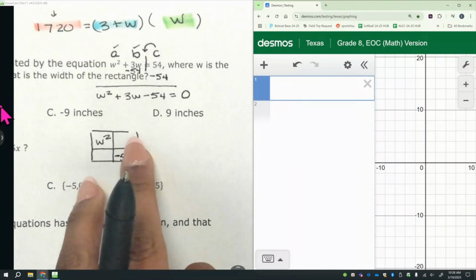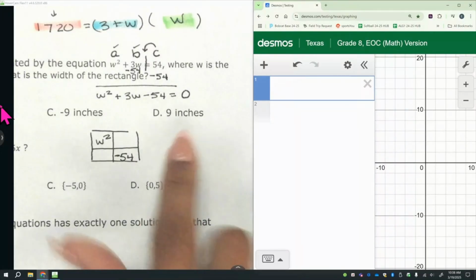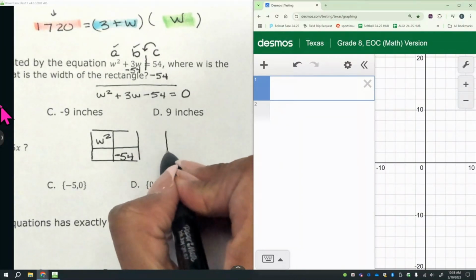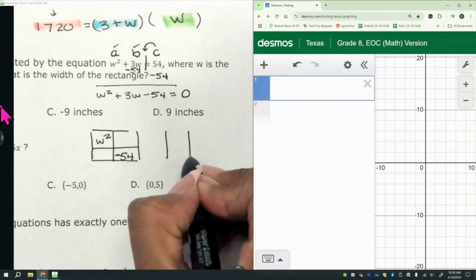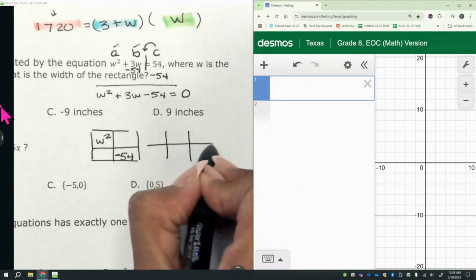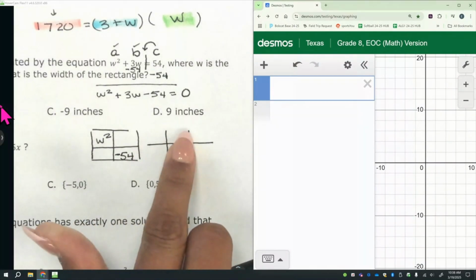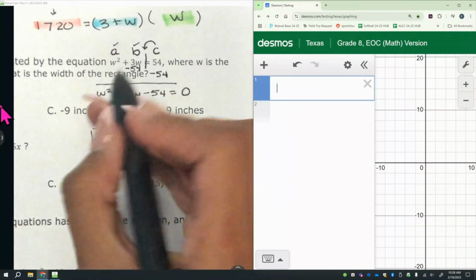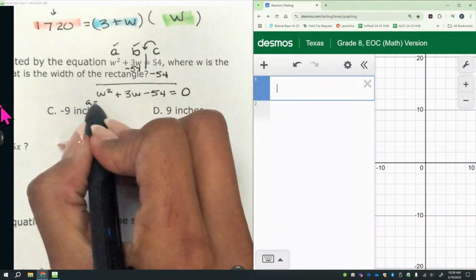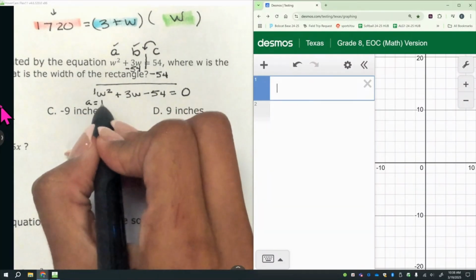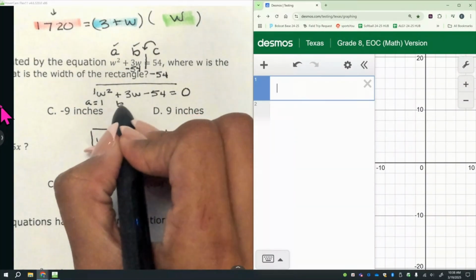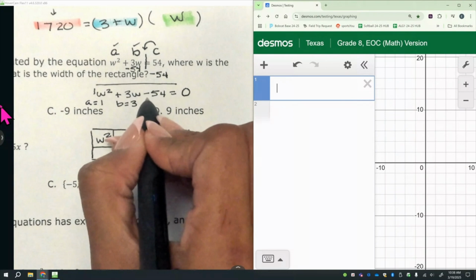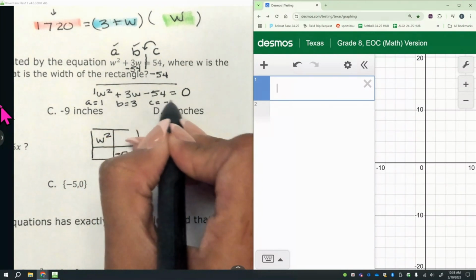Now, in order to find the two missing boxes, we're going to create a table in Desmos. So I like to draw the table over here. And in our table, we have to type in A times C. So we're going to go label. This is A. A is 1. B is 3. And C is negative 54.